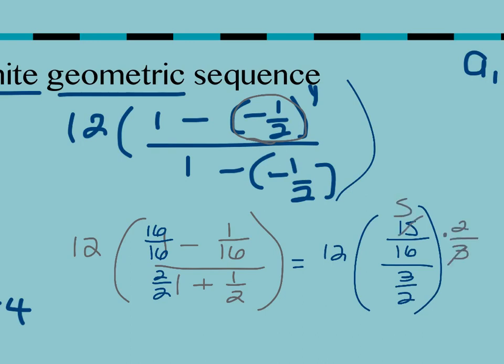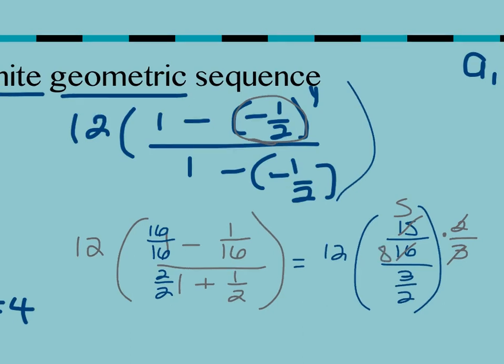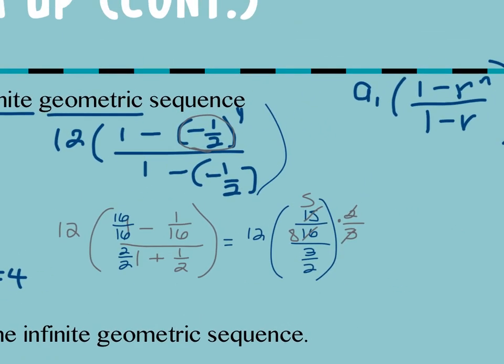3 goes into 15 5 times. 2 goes into 16 8 times. And I'd get 12 times 5 eighths. And then 4 goes into 12 3 times, into 8 twice. So this is 15 halves.